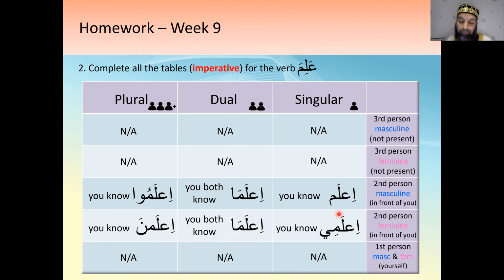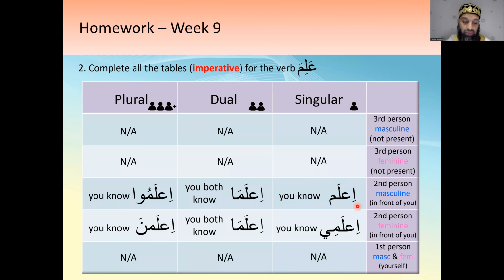So for masculine, it's this one here. Ta'lamu is second person. Knock off the ta. What remains has a sukun on it, a jazm. You put an alif there. Look at the third letter. The third letter has a dhamma, a pesh. Then stick a dhamma, pesh on the alif. If it has a fatha or kasra, then stick a kasra there. And that's it.